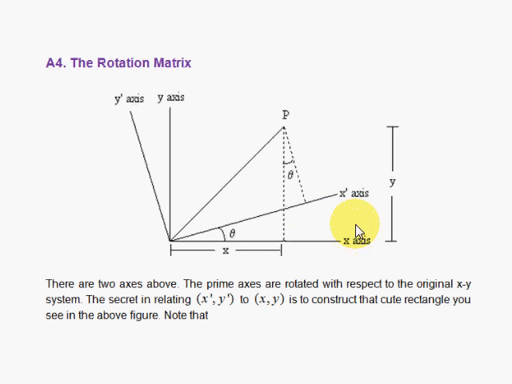So as x moves up to x prime through angle theta, y goes to y prime through angle theta. So this angle here is also theta. And the point P we're going to look at from 2 points of view, in terms of x and y and in terms of x prime and y prime. You might think of x and y as English and x prime and y prime as French, and we want a translation, a dictionary, to go from one set of coordinates to the other.